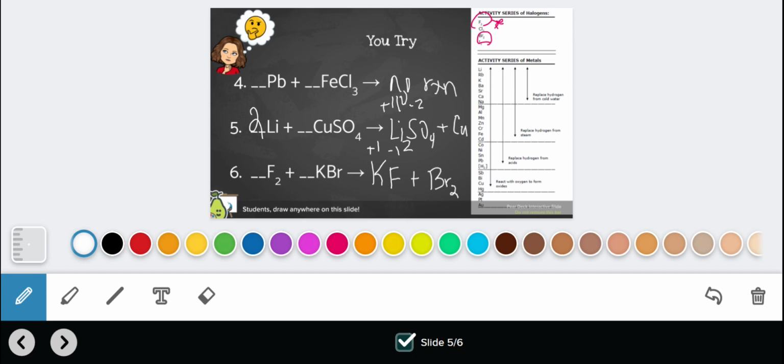And then we would have to balance. So we have 2 fluorines on the left, but only 1 on the right. So we'd have to multiply this by 2. Now that gives us 2 potassiums. So then we would need to multiply the potassium bromide also by 2. But that 2 also goes to the bromine, but that's okay because we already have 2 on the right-hand side. And now this reaction is balanced.